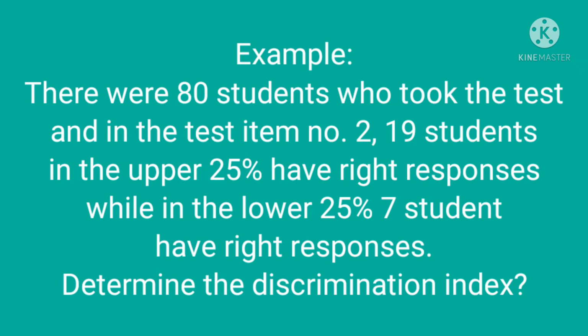So here is an example of discrimination index. There were 80 students who took the test, and in test item number 2, 19 students in the upper 25% have right responses, while in the lower 25%, 7 students have right responses. So determine the discrimination index.